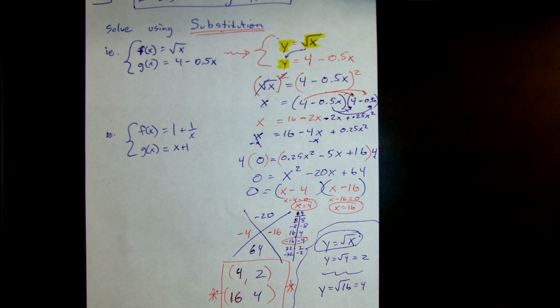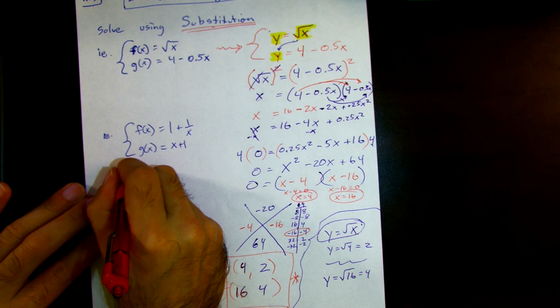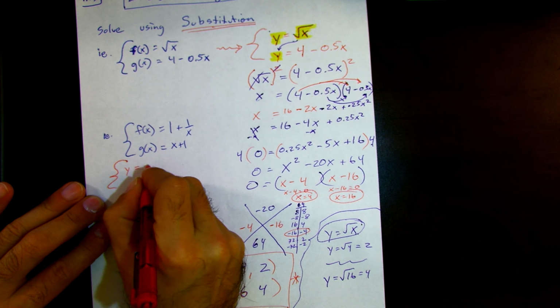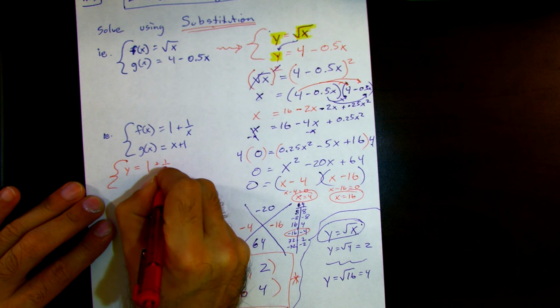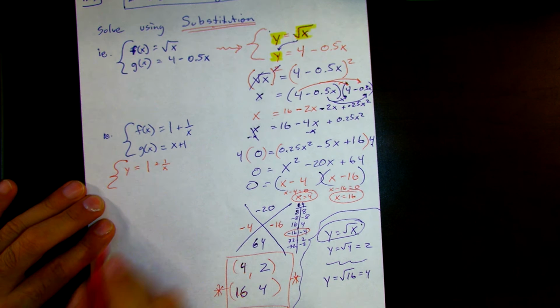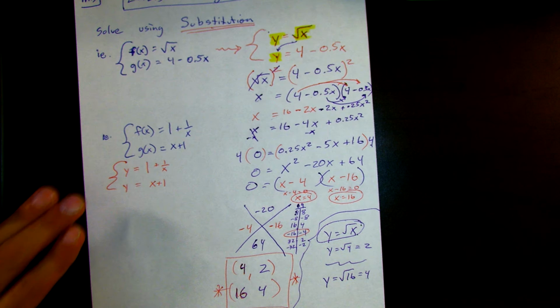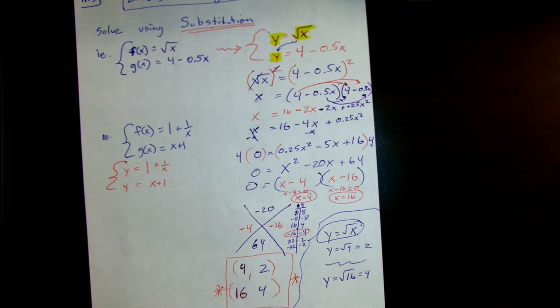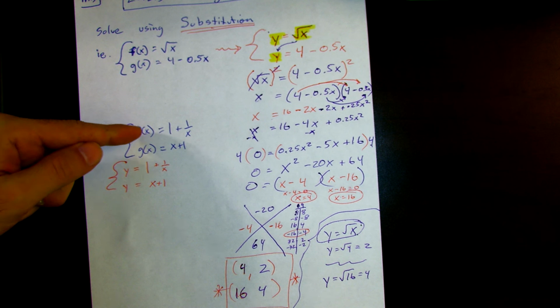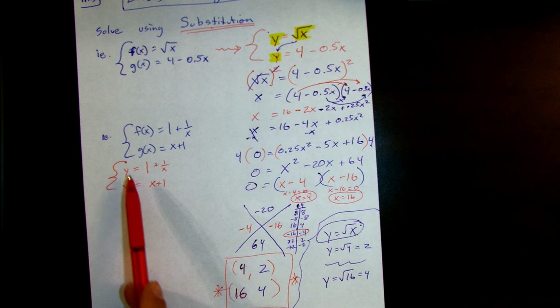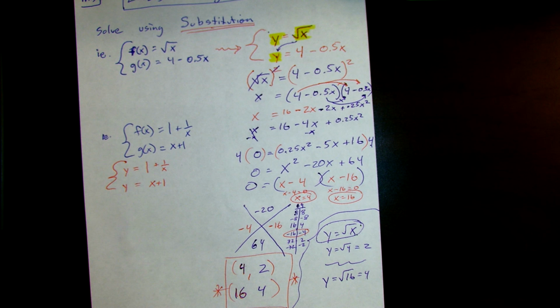Okay, now let's do the other one. First step, rewrite it in terms of y instead of as a function notation. So first I just rewrite it. I get rid of the notation that denoted this was the f function versus the g function, and instead I just make it equal to y.